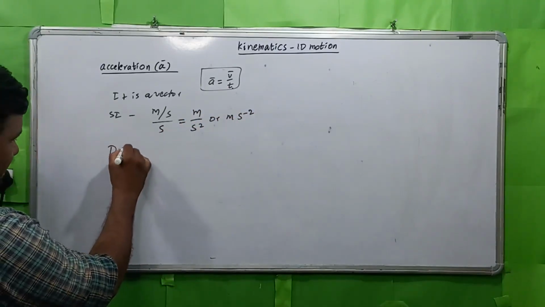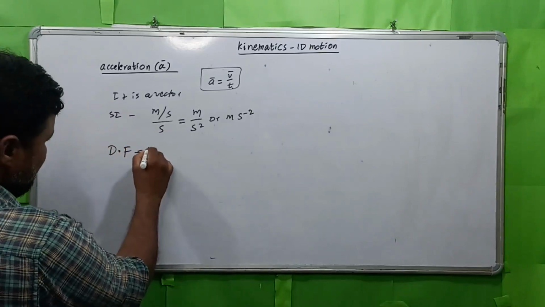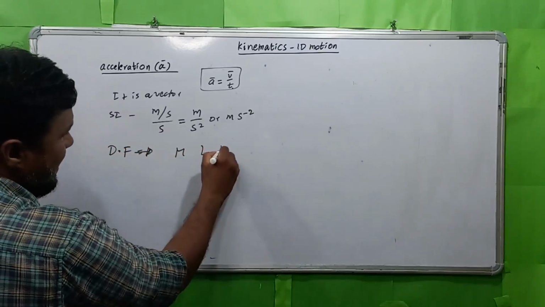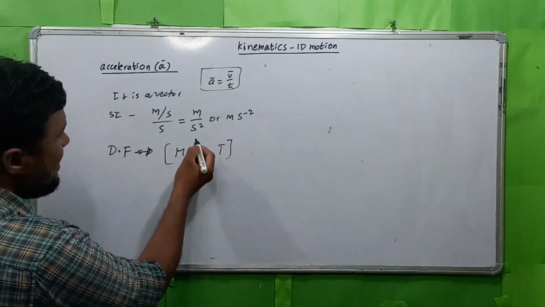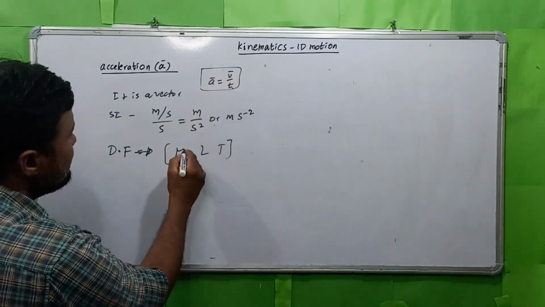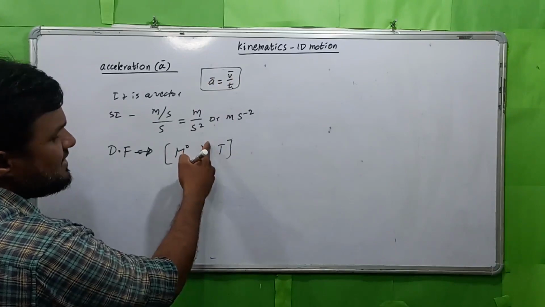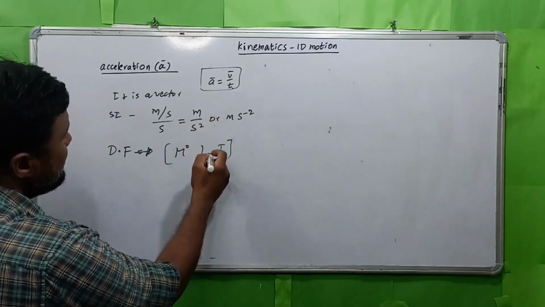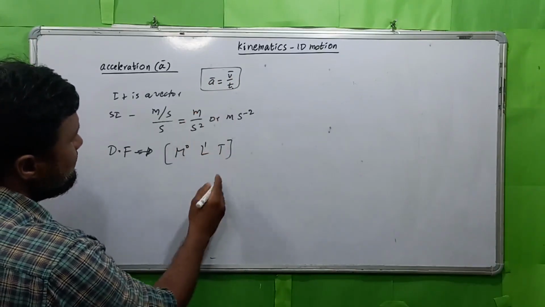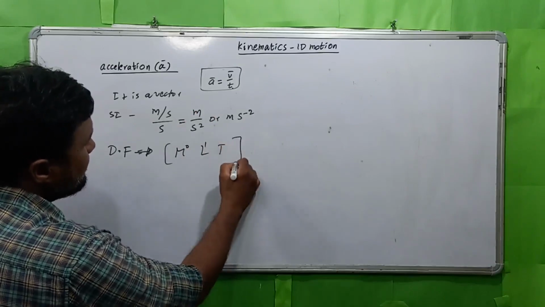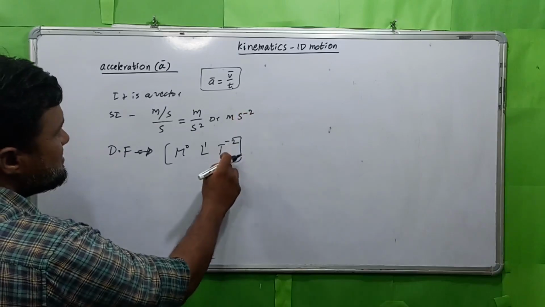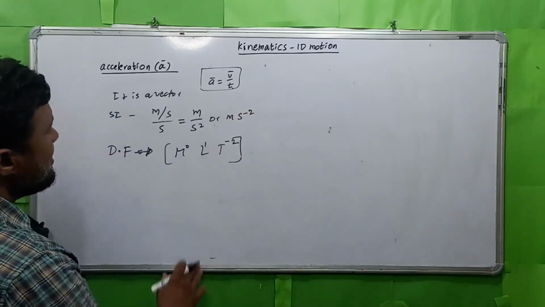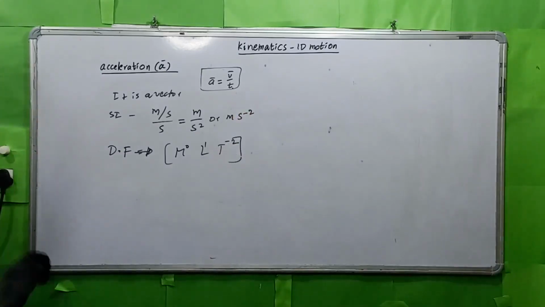If I write the dimensional formula, M L T is the identification for the dimensional formula. M is mass, there is no mass in the formula, so M naught. L indicates length, meter, so power 1 is there, L1. T is time, with power minus 2, since second indicates T power minus 2. This is the dimensional formula.